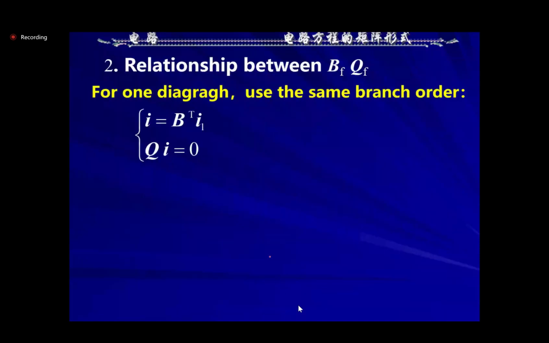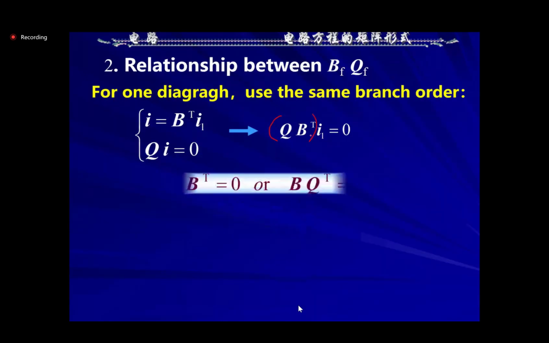The BQ relation for one digraph. Just use B to express KCL, and just use Q to express KCL. So we can get Q multiplied by B transpose equals 0, or B multiplied by Q transpose equals 0.